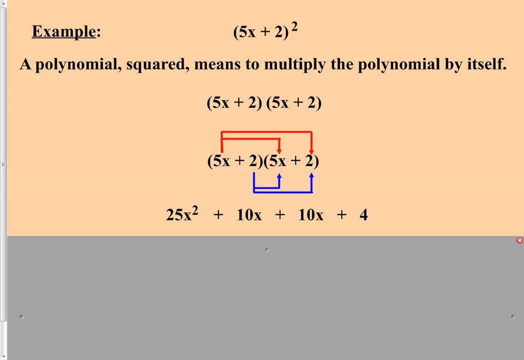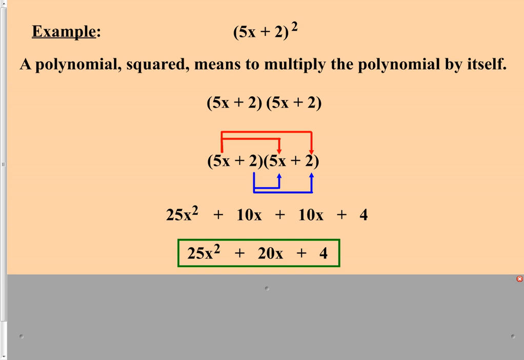Any like terms in there? Yes, there are. We have some x to the firsts that need to be combined. How many are there? There are 20 x to the firsts. So there's your answer.